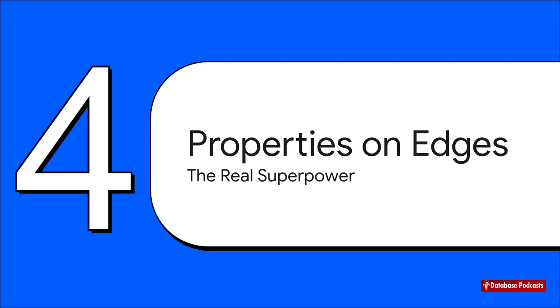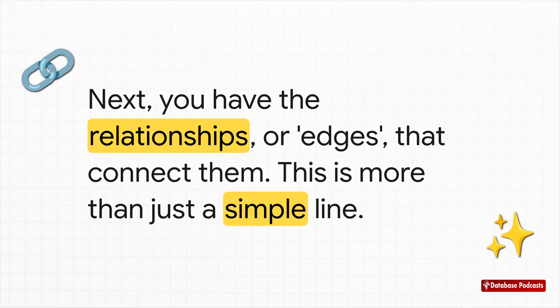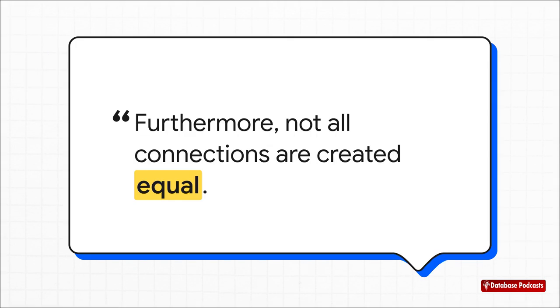But now, let's get to the part that makes this model so special. We need to talk about the real superpower here, adding properties directly onto the edges. Next, we draw the relationship, the edge, that connects Anne and Bill. Now, in a simple graph, it's just a line. We know that they're connected, but we have no idea how or why. And this really gets to the core idea. Not all connections are created equal, right? An employee reports to a manager. A customer buys a product. A city is connected by a road to another. Each one of those relationships has its own unique meaning.